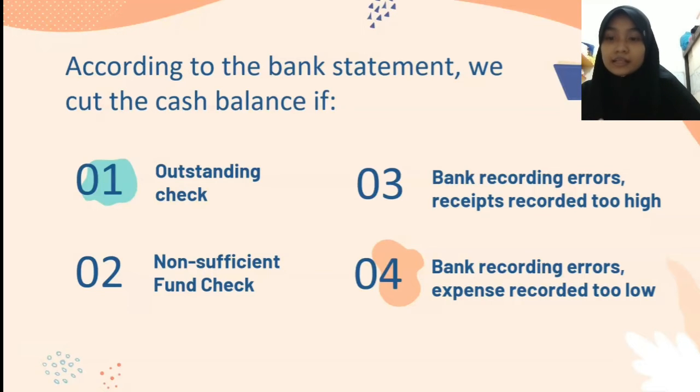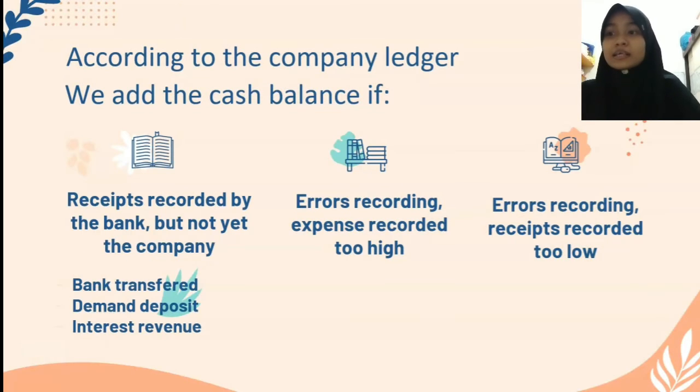If the bank recorded an expense too low, we have to raise the expense and cut the cash balance in the reconciliation. Next, according to the company ledger, we add to the cash balance if, first, a receipt is recorded by the bank but not yet by the company. For example, in the case of bank transfer, demand deposit, and interest revenue, we have to add to the company ledger cash balance in the reconciliation if these three cases happen.